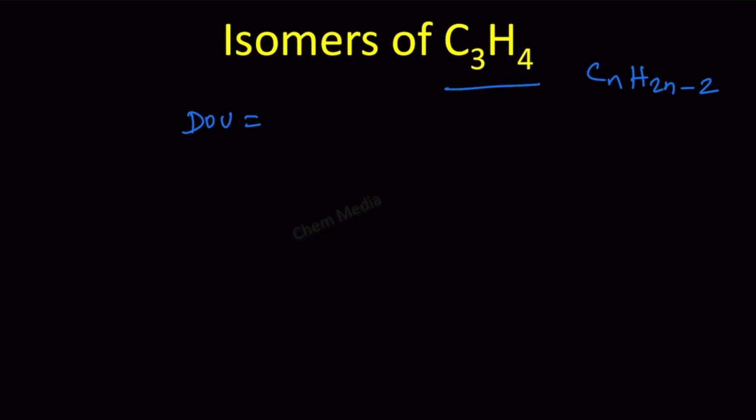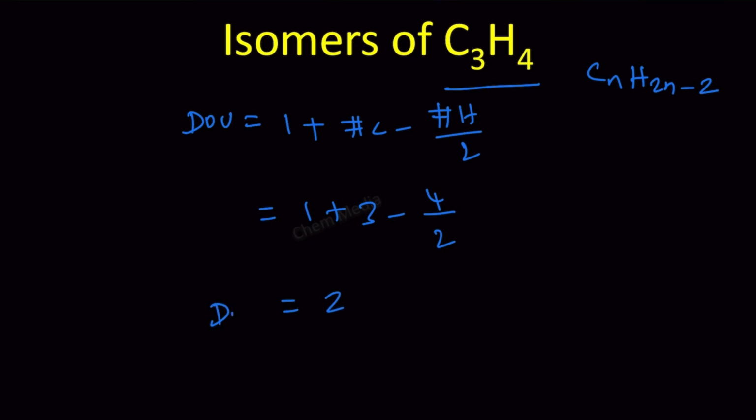Degree of unsaturation is equal to 1 plus number of carbon atoms minus number of hydrogen atoms by 2. Therefore, this is equal to 1 plus 3 minus 4 by 2. Therefore, this will be equal to 4 minus 2 and that is equal to 2.